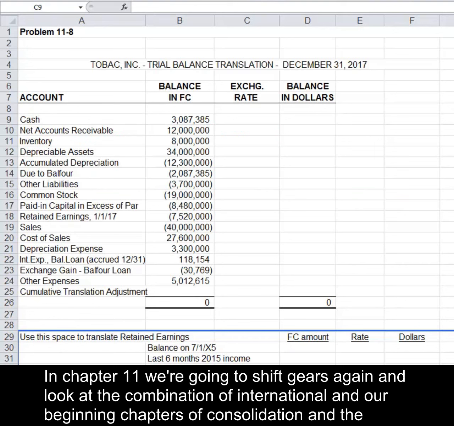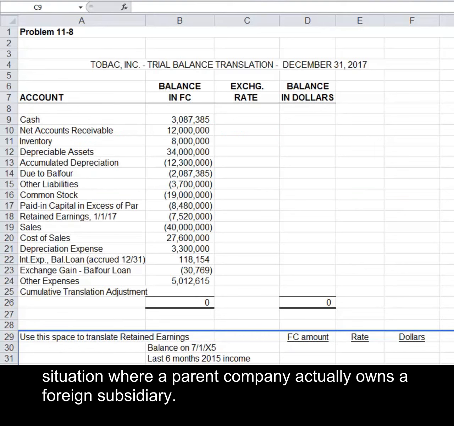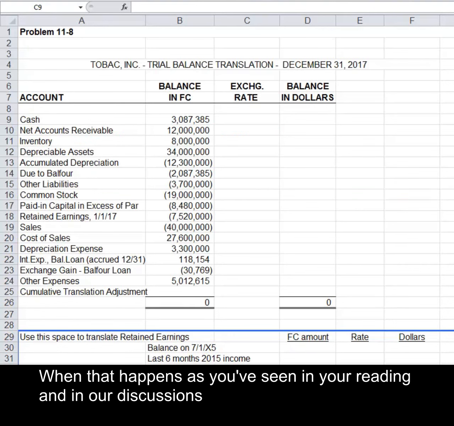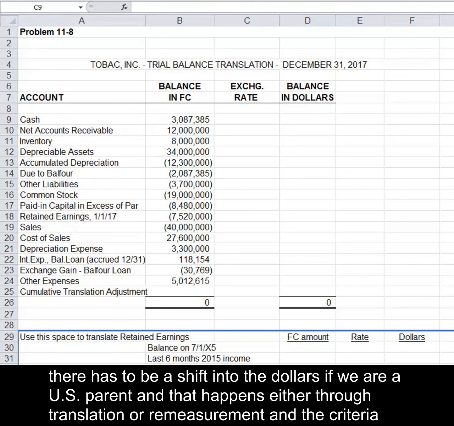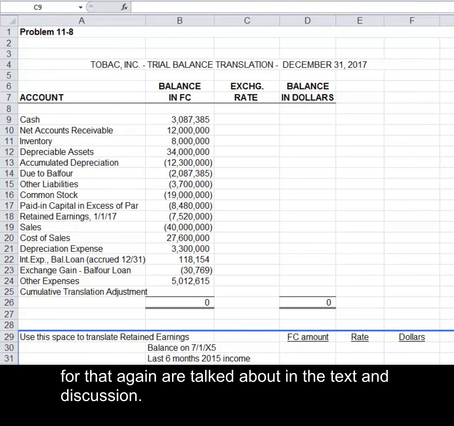In Chapter 11, we're going to shift gears again and look at the combination of international and our beginning chapters of consolidation, and the situation where a parent company actually owns a foreign subsidiary. When that happens, as you've seen in your reading and our discussions, there has to be a shift into the dollars if we're a U.S. parent, and that happens either through translation or remeasurement. And the criteria for that, again, are talked about in the text and the discussion.